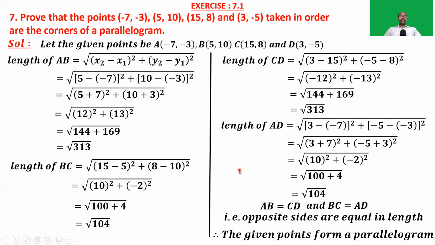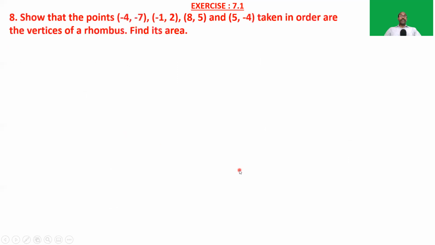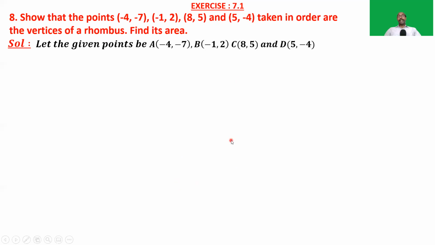Now the next problem. Show that the points (-4, -7), (-1, 2), (8, 5) and (5, -4), taken in order, are the vertices of a rhombus. Find its area. So here we have to show that the given points form a rhombus as well as find its area. So let us name the points A, B, C and D.